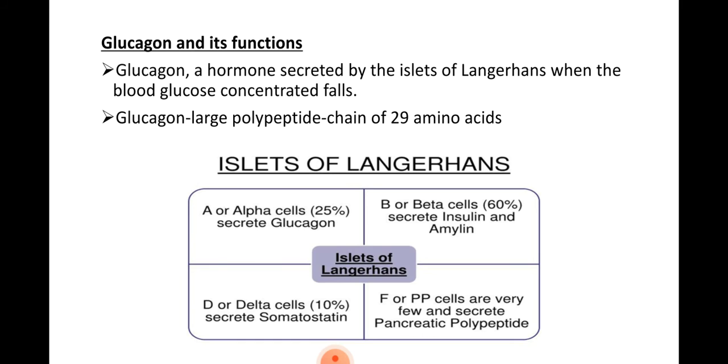Whereas glucagon is a hormone that is secreted when blood glucose concentration falls. Glucagon is secreted by the alpha cells of endocrine cells. Endocrine cells are of four types: alpha, beta, delta, and PP cells. The alpha type secretes glucagon, whereas beta type cells of endocrine secrete insulin and amylin. Delta cells secrete somatostatin, and the PP cells are very few and secrete pancreatic polypeptide.